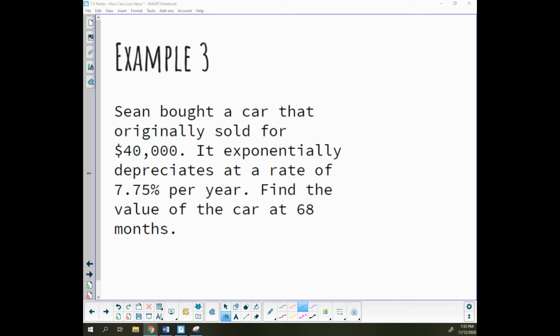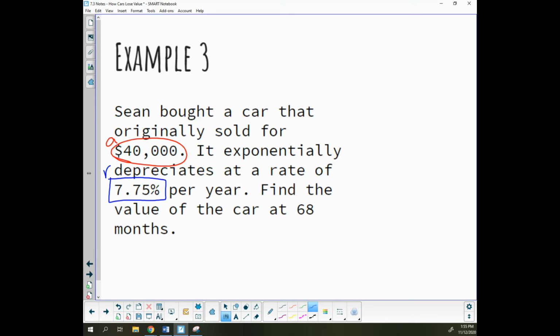Okay, we're going to take a look at example 3. It's very similar to example 1 and 2 in that it gives us the same information as it did in the original. So we can still see that Sean's car was $40,000. That's the starting value. And we can see that the depreciation rate was 7.75%.